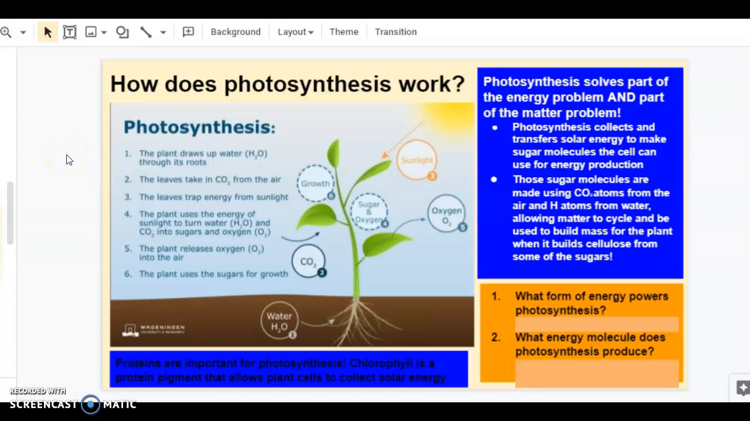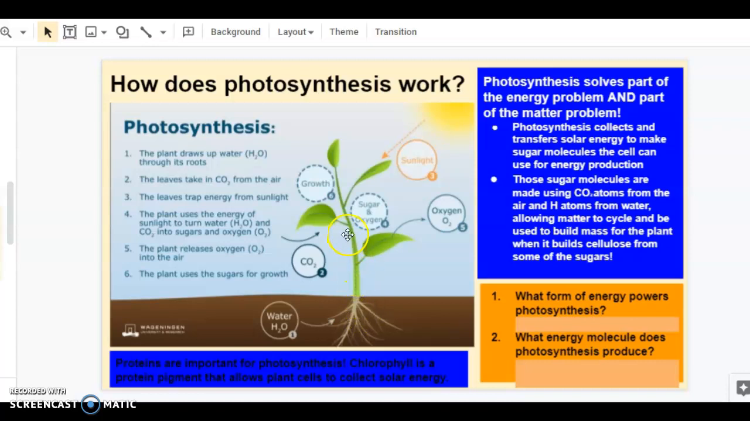Cell Systems, Section 3. Last time we looked at how transport and digestion work to help overcome the matter/material problem that cell systems face. This time we're going to tackle the energy problem, and we're going to start with photosynthesis. As you can see in this diagram, photosynthesis begins by drawing water up into the plant. We saw that with transport last time.